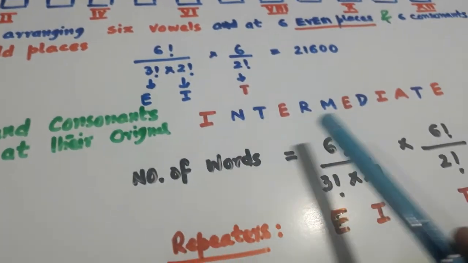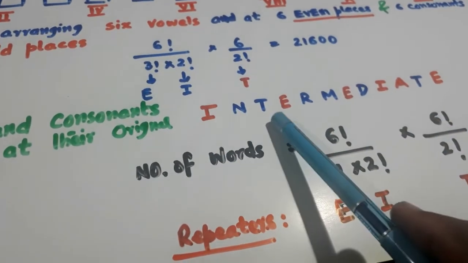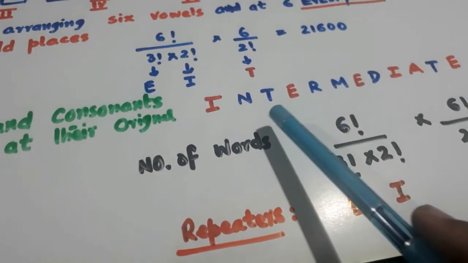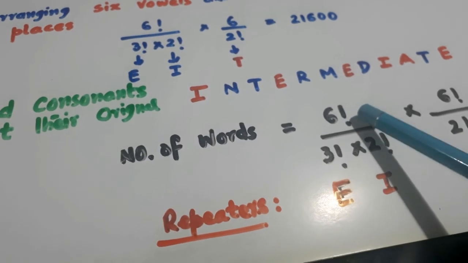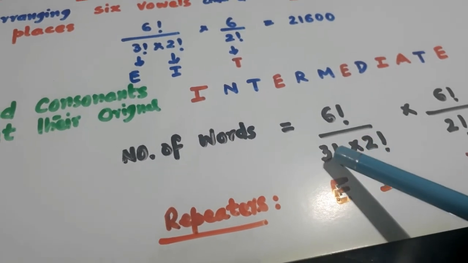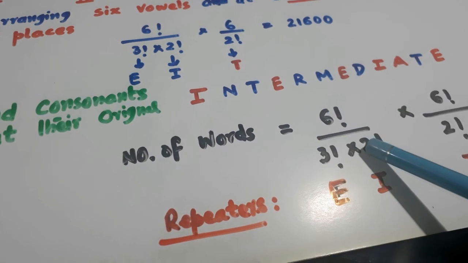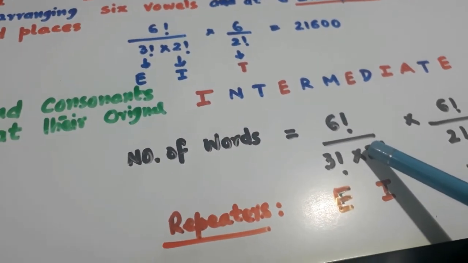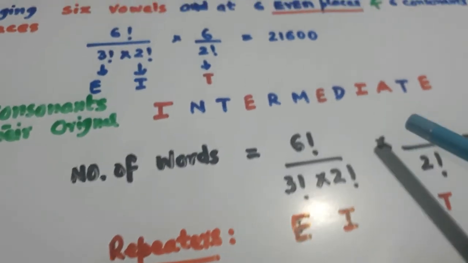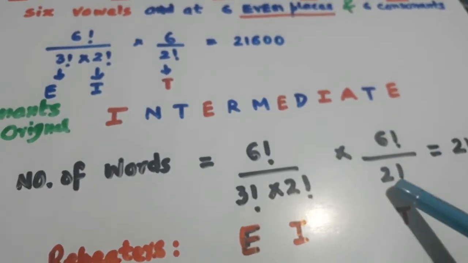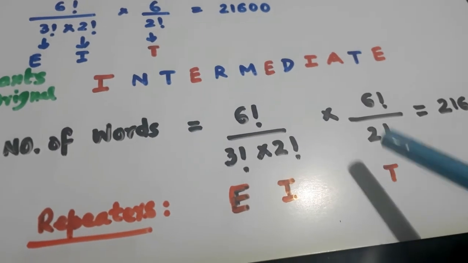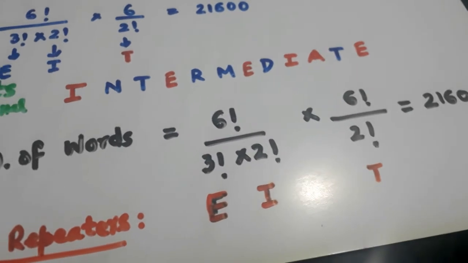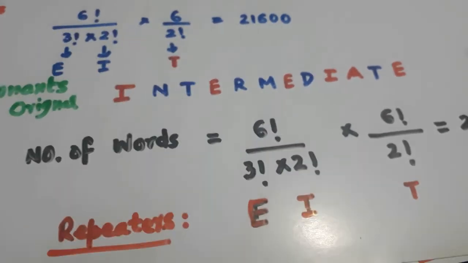Now, vowels and consonants occupied at their original places. Now, this is intermediate. These are the vowels. They are at their original places. They are 6. They can be arranged in 6 factorial ways. There are 3 E's, 2 I's, and 1 A is there. And in the remaining, 2 T are there. And 6 factorial divided by 2 factorial, this comes out 21600. Let us go further.